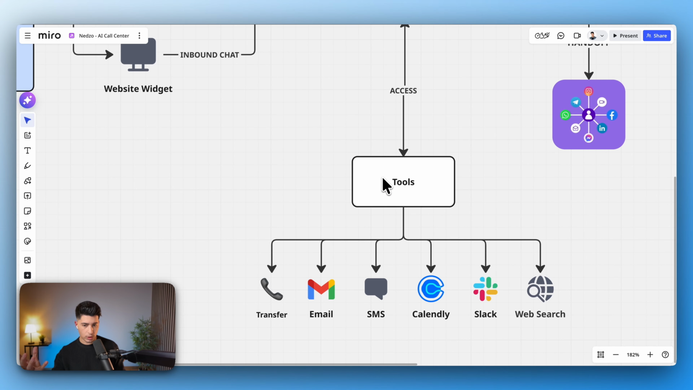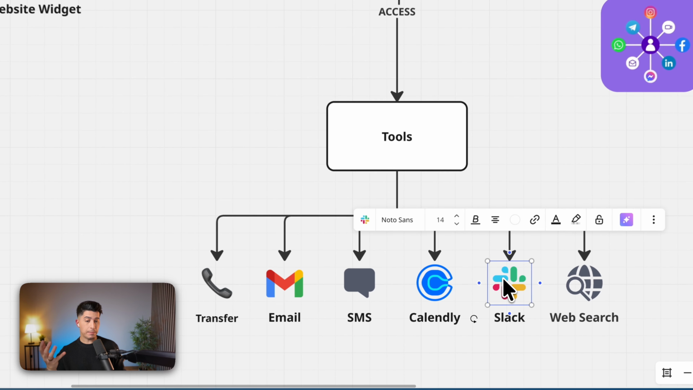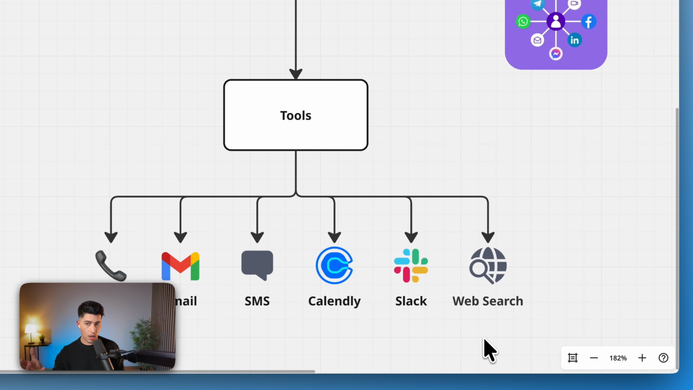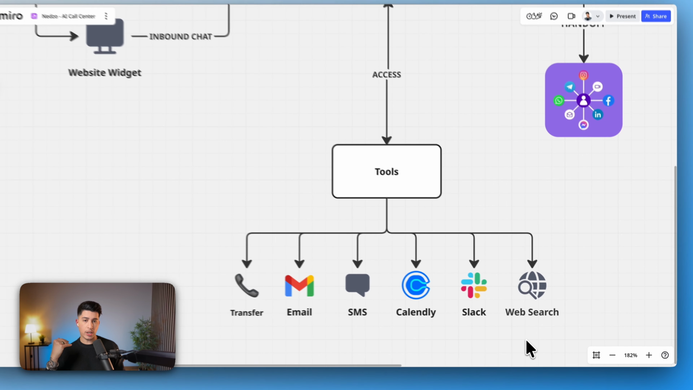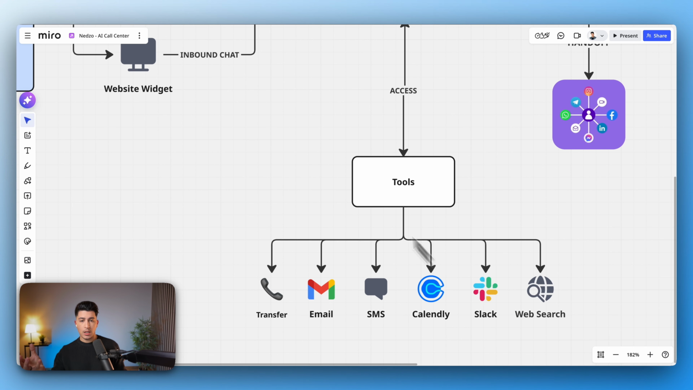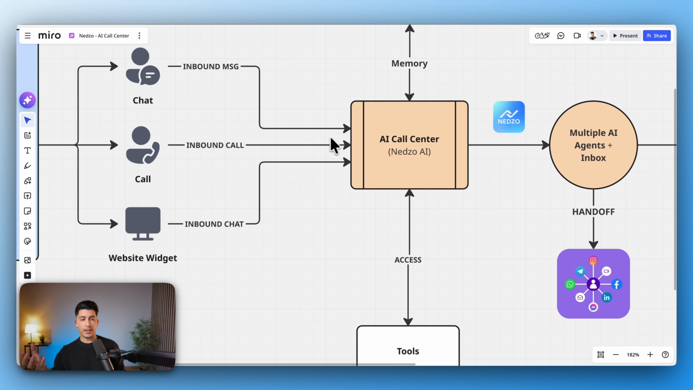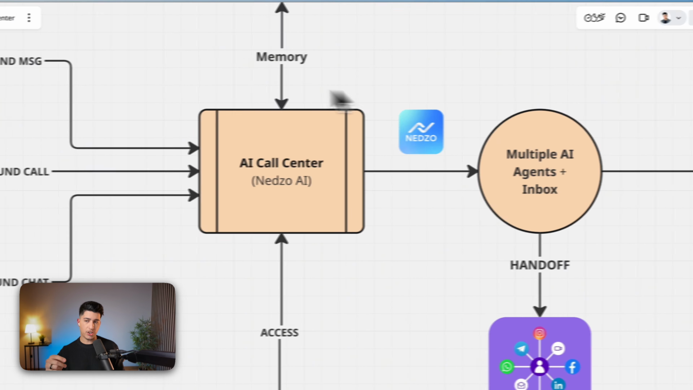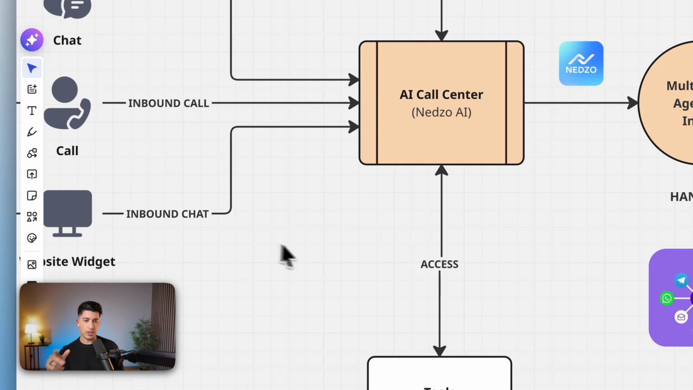But at the same time, we also need all those agents, or this ultimate agent, to access different tools. We need them to be able to transfer calls if on a call, send emails, shoot personalized text messages, use Calendly, for example, to schedule appointments, send Slack messages to the team, and even do web searches, everything live on the call, and much more, because that's what a human would be able to do. So we need to configure all of that, and then we can use multiple AI agents. I recommend one per channel, so chat, call, and widget.